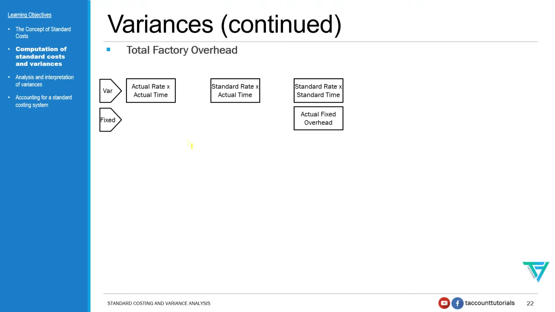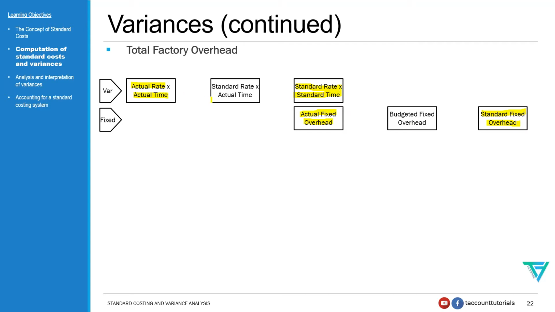And then to be able to combine the two concepts together, we can plot actual fixed overhead right at the bottom of the actual variable overhead, and then we proceed to the budgeted fixed overhead here, and then lastly to the standard fixed overhead at the rightmost portion. Okay, so if you could notice, we have the standard variable overhead here, and we have the standard fixed overhead here, right? We have the actual fixed overhead here, and then we have the actual variable overhead here.